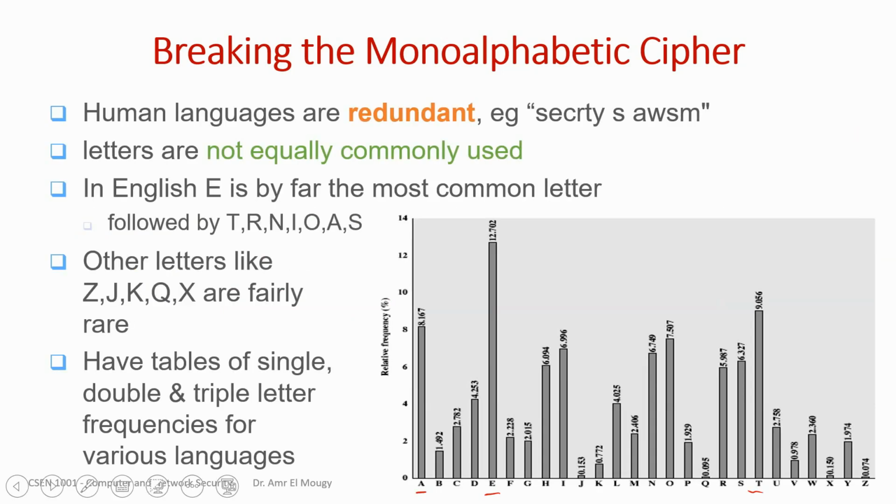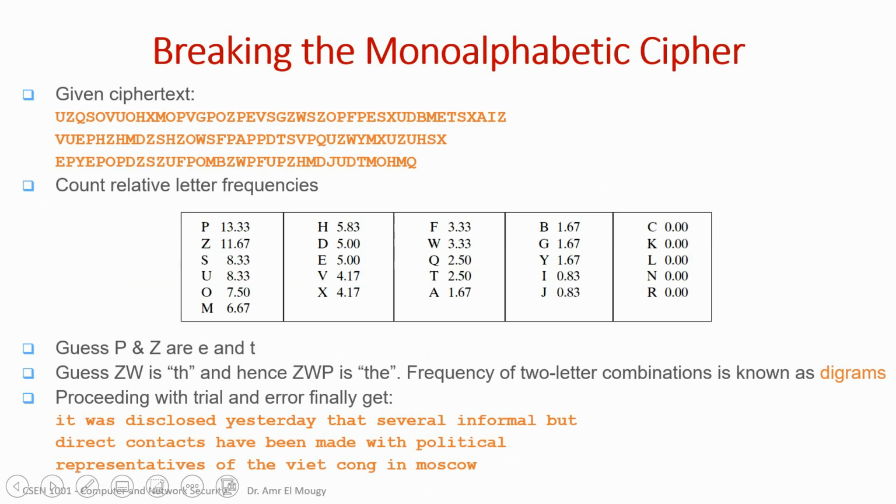And you know that in the English language, E is the letter that gets repeated the most. Then you can guess that now the letter U in the ciphertext corresponds to the letter E. This is actually called frequency analysis. When you take the ciphertext and count the occurrences of each letter, we will find that the letter that is repeated the most is P. After that, it is Z. After that, it is S. So if you count the occurrences of the letters in this text, you'll find that P occurs the most, followed by Z, followed by S.